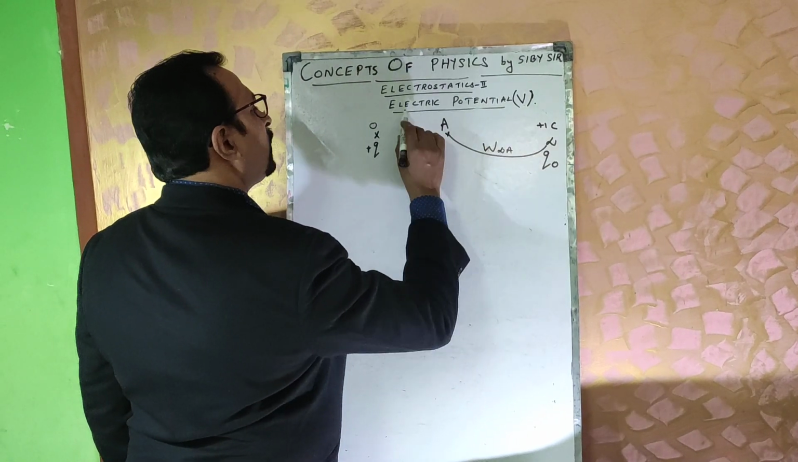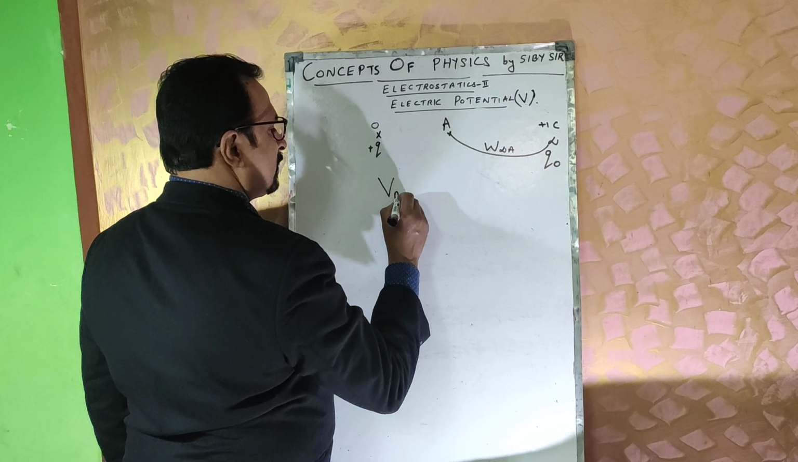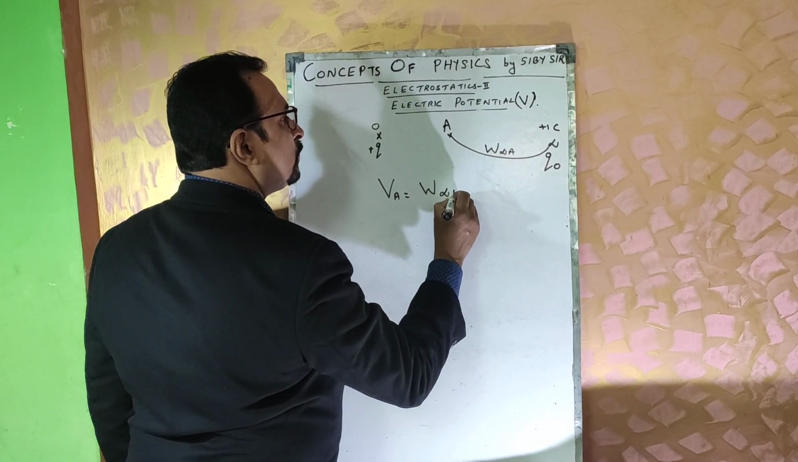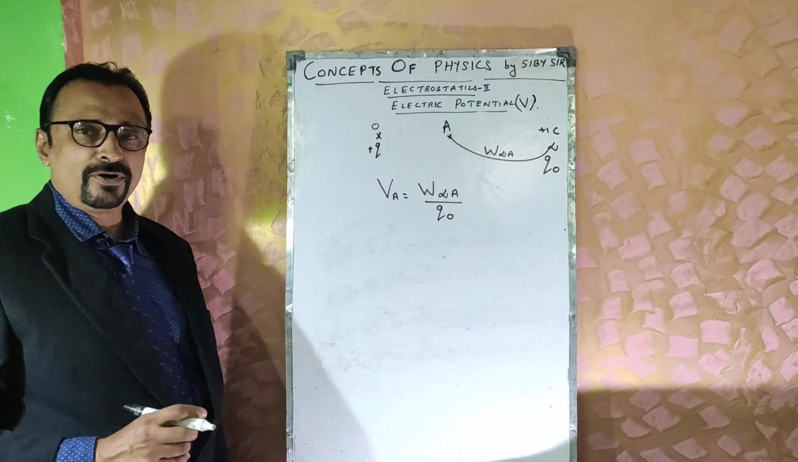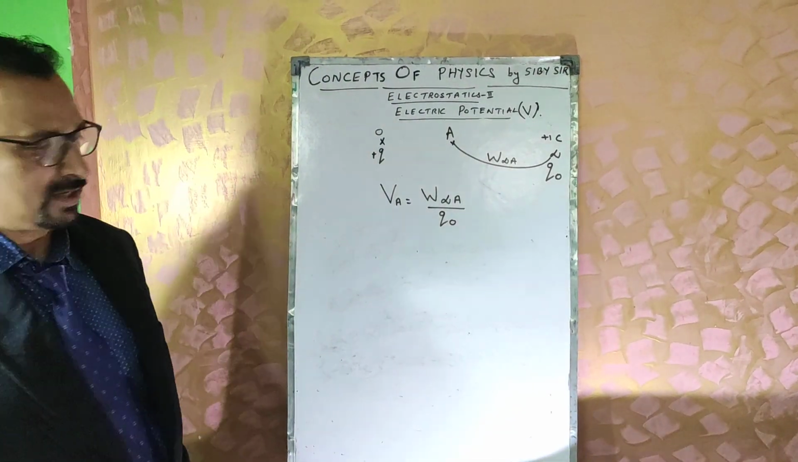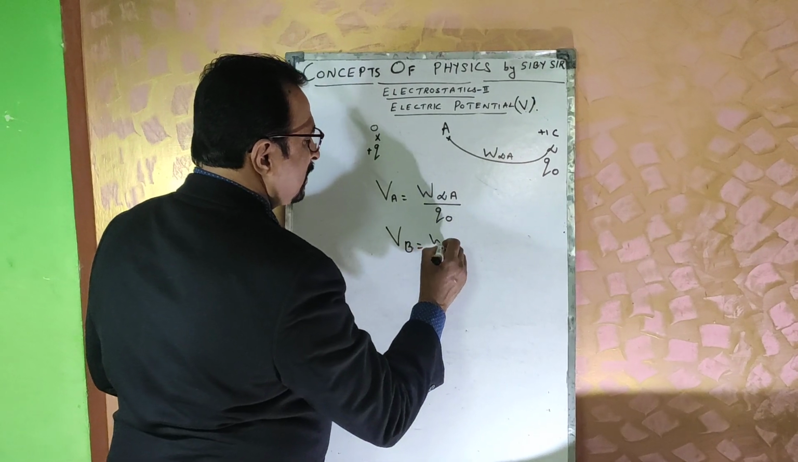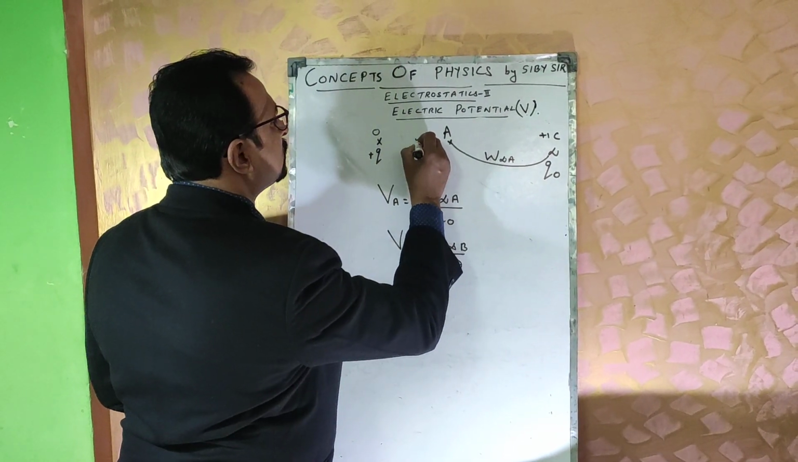Then according to your definition, the electric potential at A is equal to the work done to displace unit charge from infinity to A, meaning total work upon Q naught. What is Q naught? That is a test charge, definitely a small charge. Similarly, what is the potential at B? It is W infinity to B divided by Q naught.